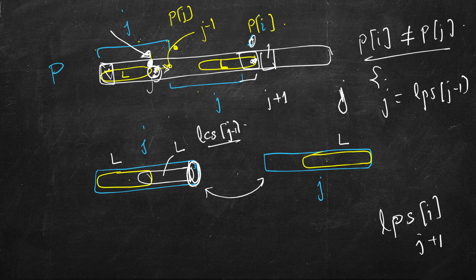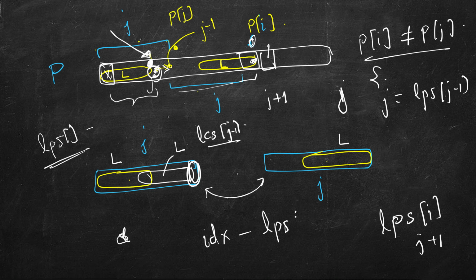In that case, we will match. If it matches, it will be 1. If it doesn't match, it will be 0. So that is the main part. Once you have this LPS array, we know how much to shift. This LPS denotes this part, and the shift will be this part, which is the current index minus LPS of index minus 1.